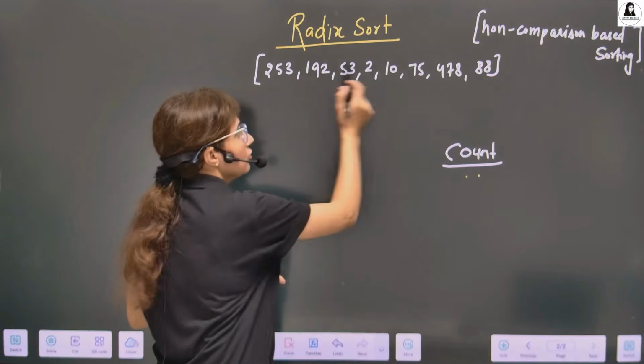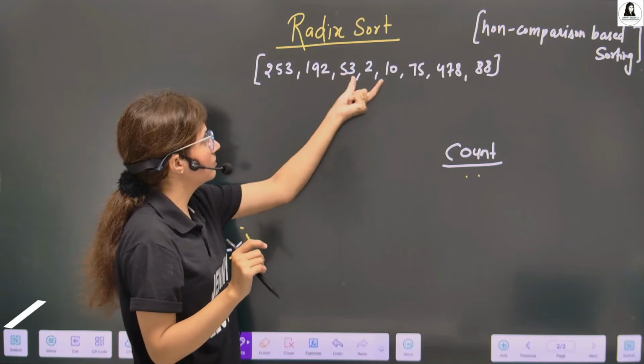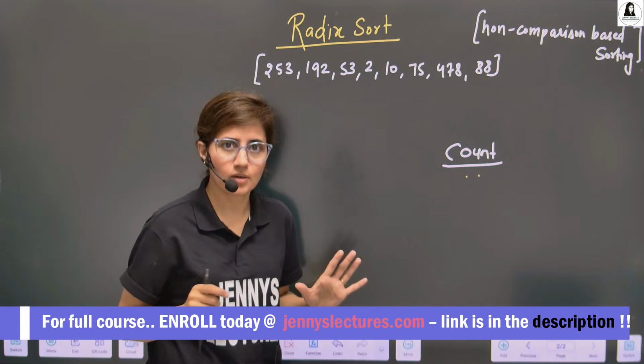Radix sort is also a non comparison based sorting algorithm. We don't compare these elements directly by their value. No, we do something else. So it is a non comparison based sorting.